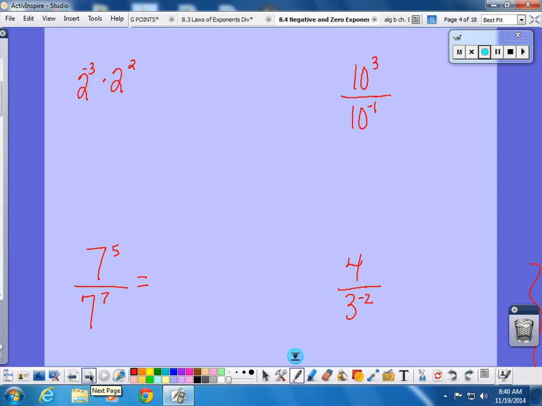All right, let's look at these. What property am I using right here? The multiplication, the product property. And when you multiply the bases, what do you do with the exponents? So I'm going to keep the base. I'm not going to make that a 4. I'm going to keep the base. And what is -3 plus 2? -1. What did we say a while ago that would give you? Where's the 2 go? So what goes up here? A 1. That's its reciprocal.